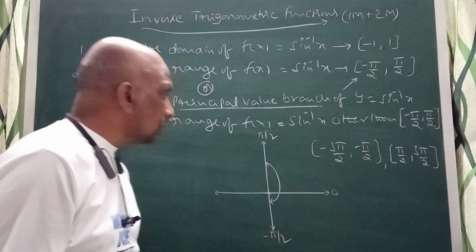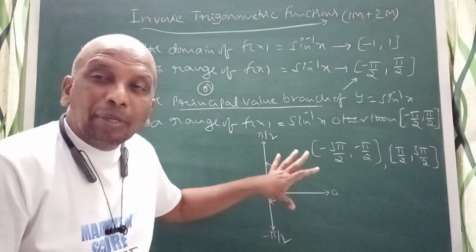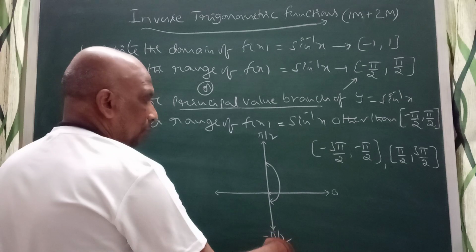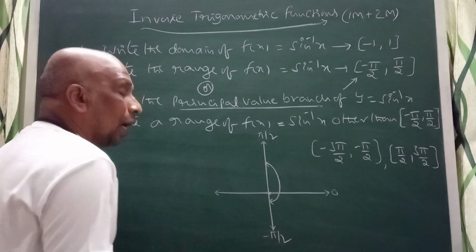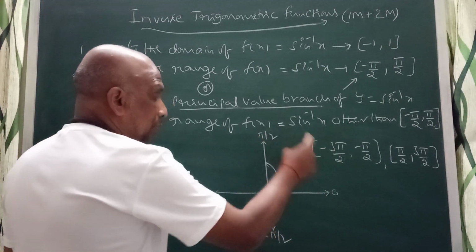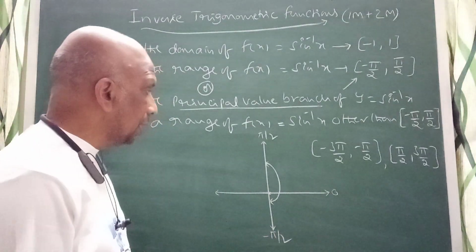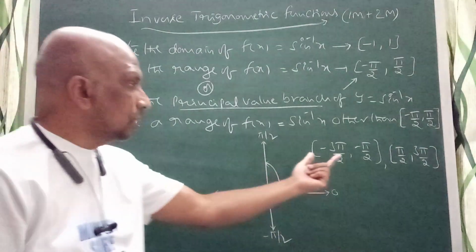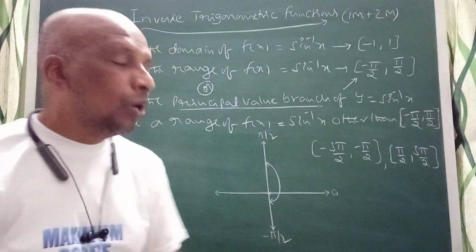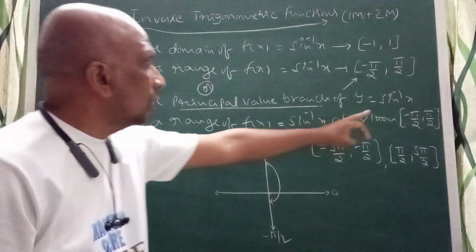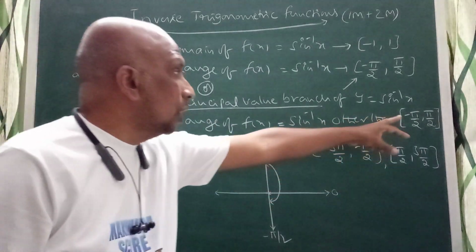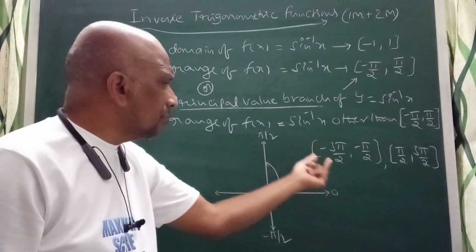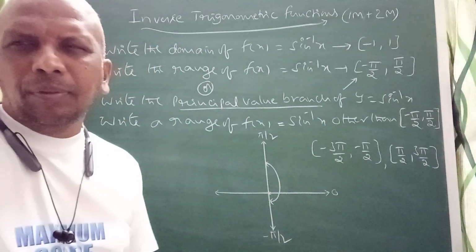Why? Because this is the principal value branch. Other than this, I can consider pi by 2 to 3 pi by 2, or I can consider minus 3 pi by 2 to minus pi by 2. So these are the possible branches other than the principal one, the ranges of f of x equals sine inverse x.